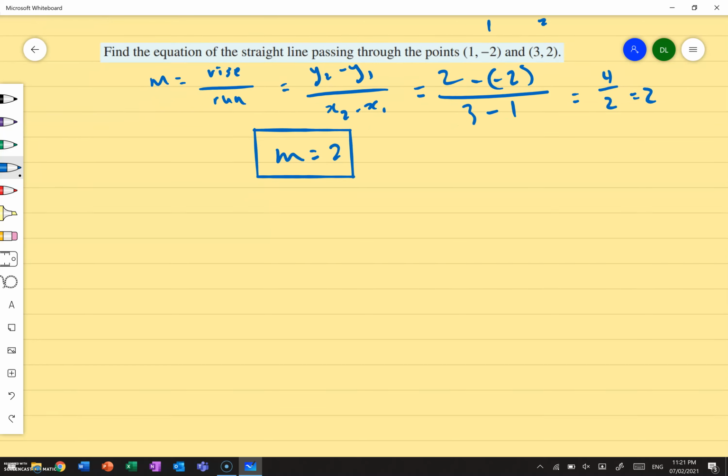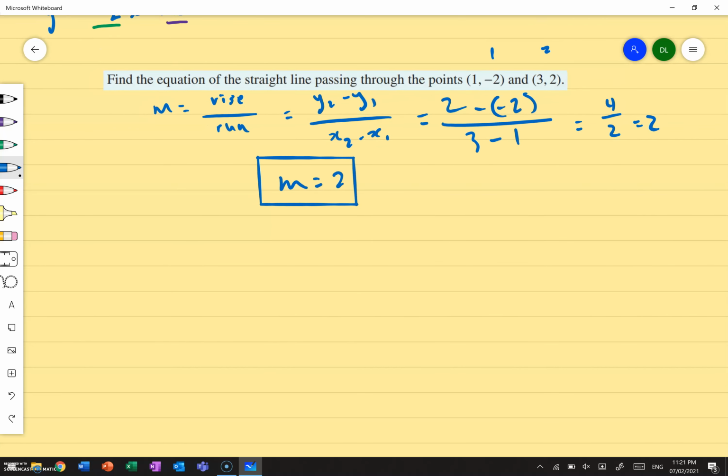Our second bit of information, we're going to use one of the points. I'm just going to use this point up here. Now, the question is, why does it matter which point we use? Well, in reality, it doesn't actually matter which point we use, because both of those points sit on the same line. And what we're looking for is the equation where the line passes through both those points. So it doesn't matter which one we use, we should just pick one that makes our life easier. I'm going to go with 1 and -2, just because they're smaller numbers.